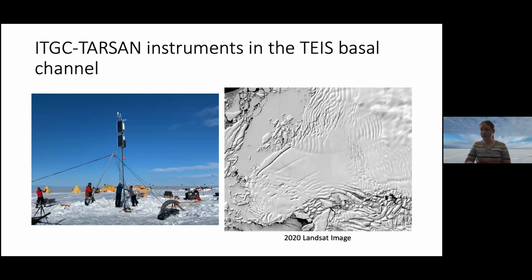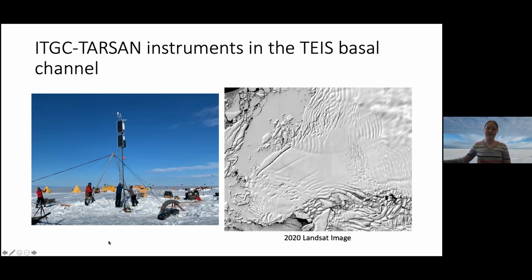So I am very fortunate to be part of the International Thwaites Glacier Collaboration. I'm a member of the TARSAN team, which is the Thwaites Amundsen Regional Survey and Network. And we went out in the 2019-2020 season and actually were able to drill through that basal channel that we've been looking at. This is a picture of the AMIGOS stations. We put one up kind of in the middle of the ice shelf, and then one up in the channel. Ted Scambos is leading those.